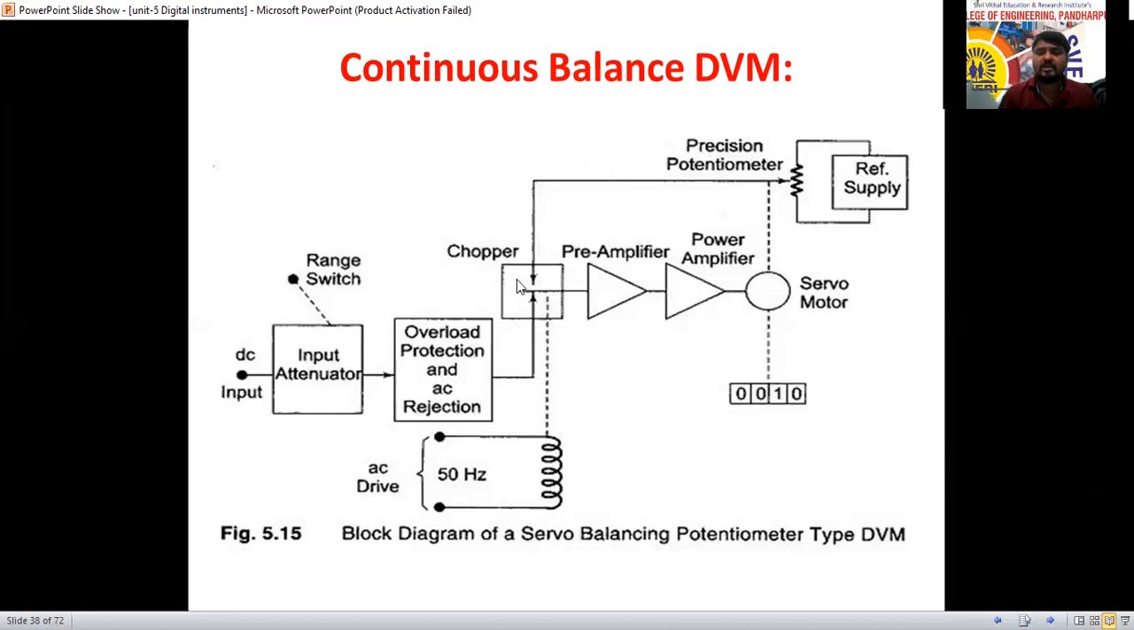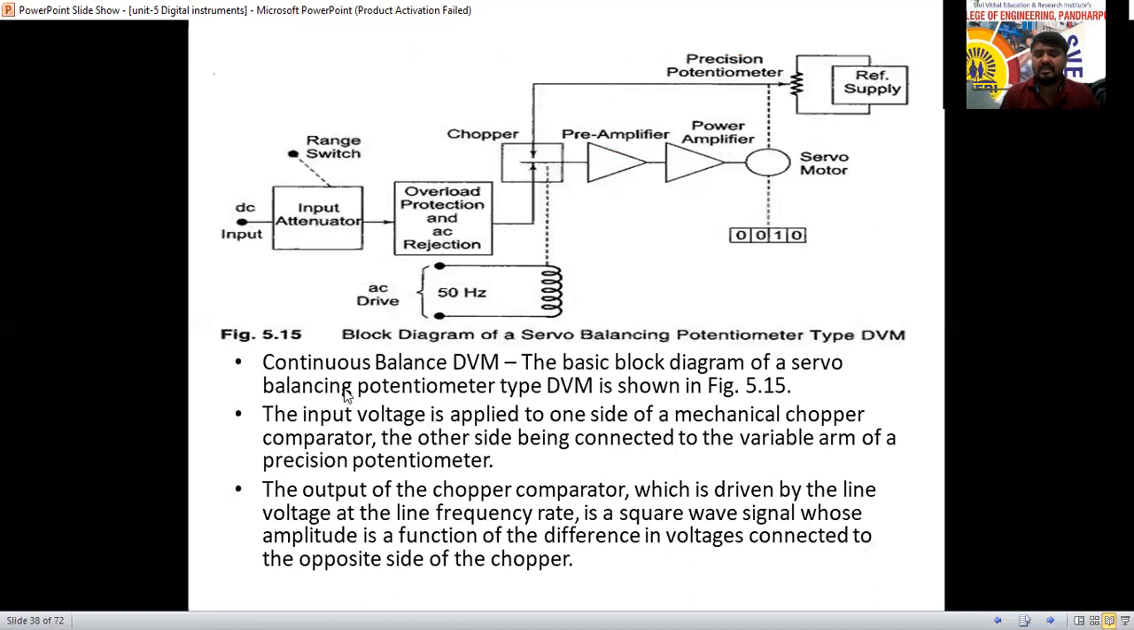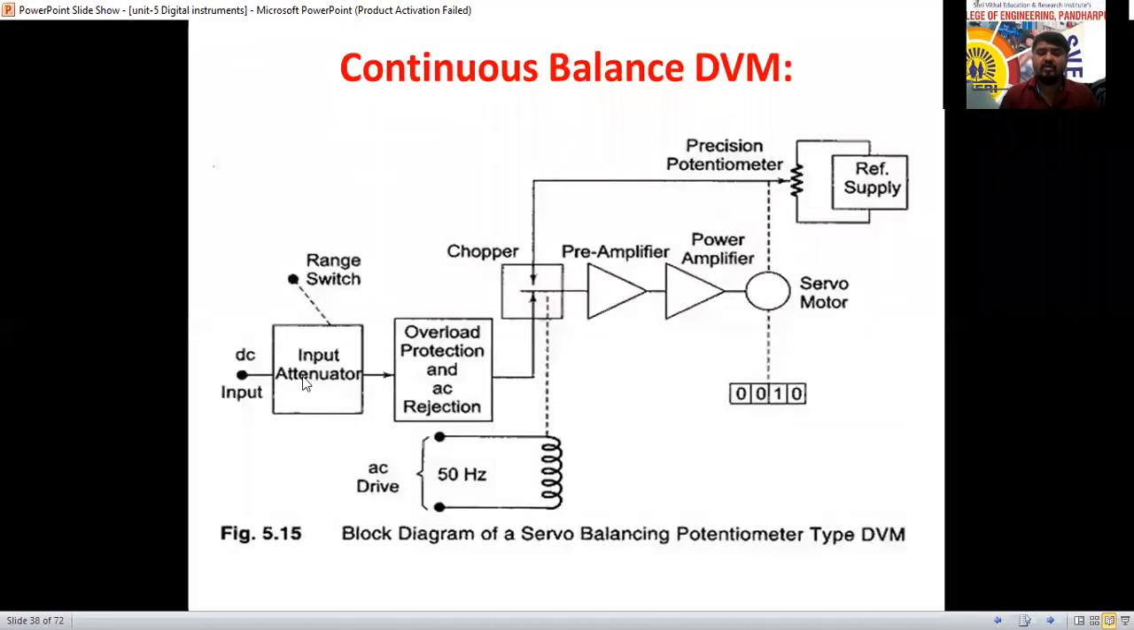This chopper circuit has two inputs. One is the DC input. We use an attenuator: if the signal is high, it attenuates; if the signal is low, it amplifies, which is called the amplifier. You also check overload protection and AC rejection. If any AC content is there, it rejects it. Then it gives the input to the chopper, and the other input comes from another precision potentiometer.